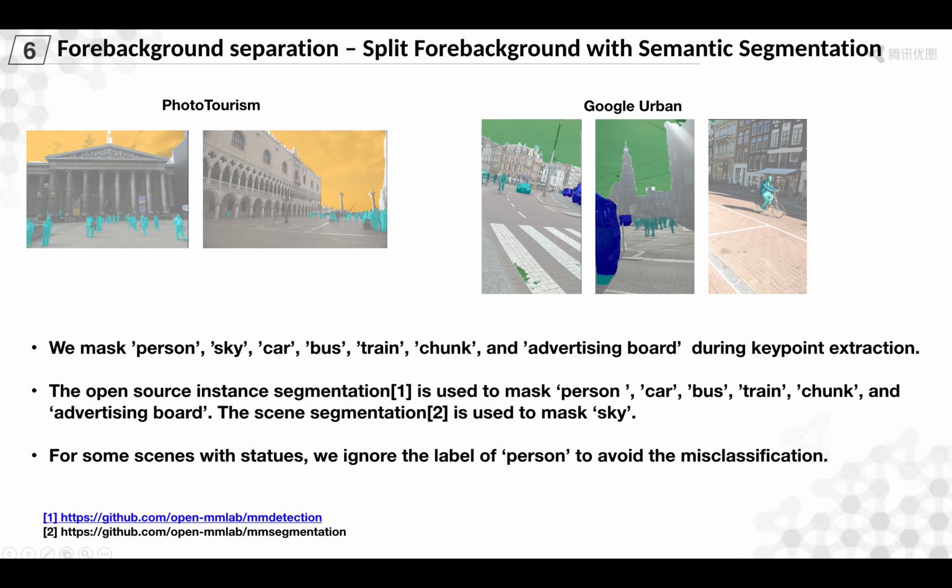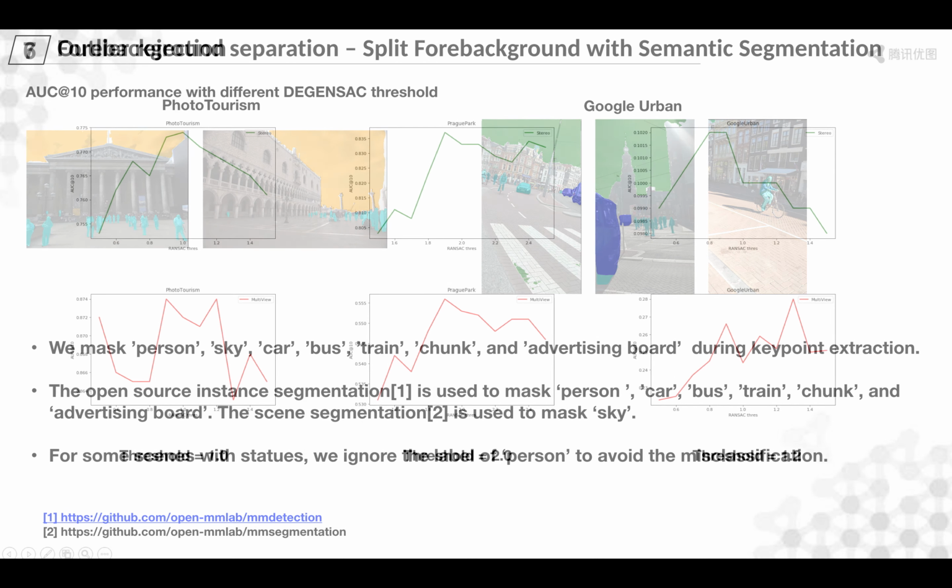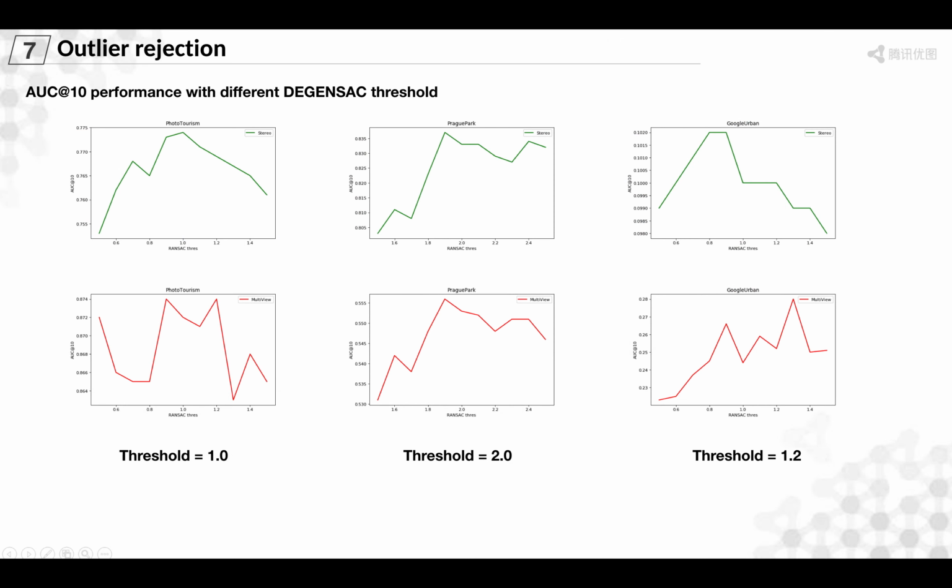Moreover, for some scenes with statues, we ignore the labels of person to avoid misclassification. Besides, we try different thresholds of the essential matrix and evaluate the AUC at 10 degrees to find a suitable threshold for each scene. At last, we use 1 for Phototourism, 2 for Prague Park, and 1.2 for Google Urban.